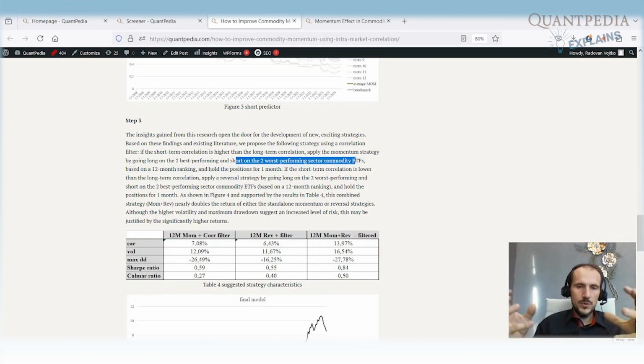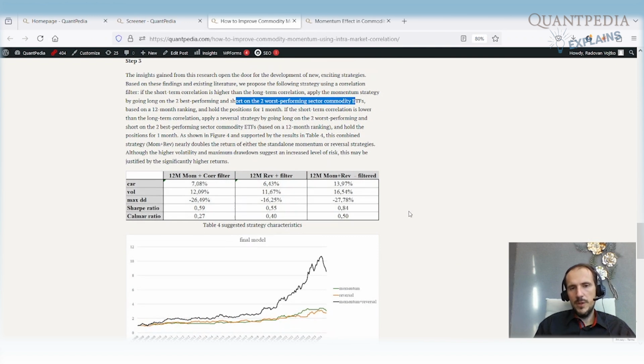And when we combine those 2 strategies together, we have very interesting performance, because we have a strategy with a performance of nearly 14%, volatility 16%, maximum drawdown minus 27%, Sharpe ratio 0.8, Calmar ratio 0.5. What is the advantage is that this is a strategy that's built on commodities. So it's completely unrelated to equities, to fixed income.